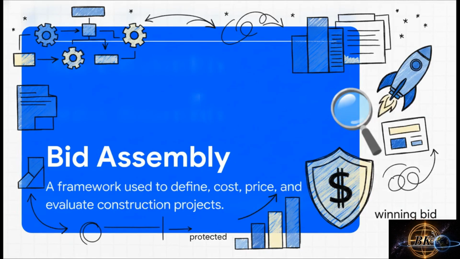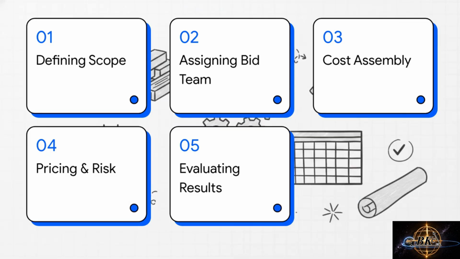So, what's the actual fix? It's the estimating manager's bid assembly. Think of this as the mastermind methodology behind building a winning bid without burning through time or capital. It's a meticulous, sequential framework used to define, cost, price, and ultimately evaluate complex construction projects. Basically, it takes the sheer chaos of raw data and transforms it into a fiercely protected budget and a clear-cut strategy. Here is our roadmap for how this process works.